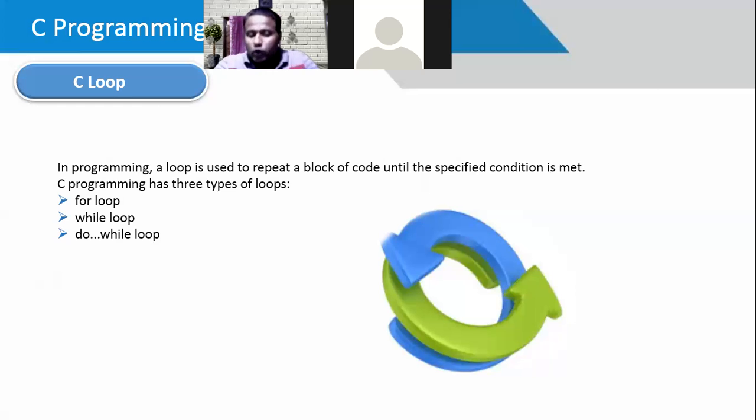To implement looping, we use three looping constructs. Looping is of two types: one is the fixed loop, another is the variable loop. A fixed loop means the number of repetitions is known. For example, if I give you a task to take the input of 20 students, then you know the loop executes 20 times.